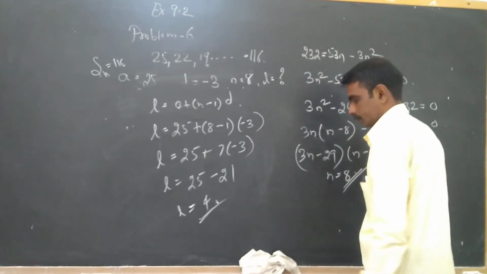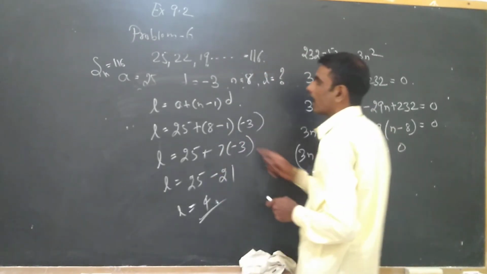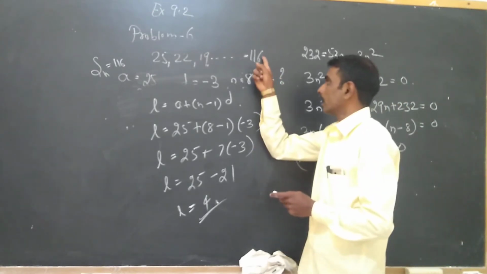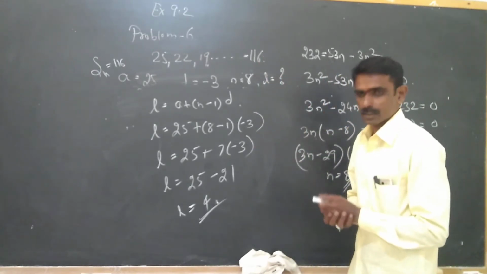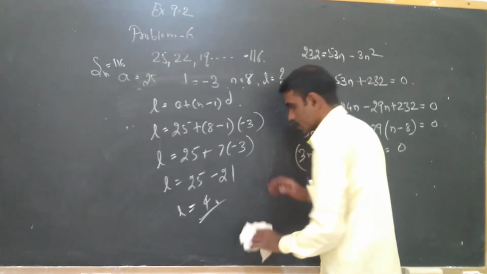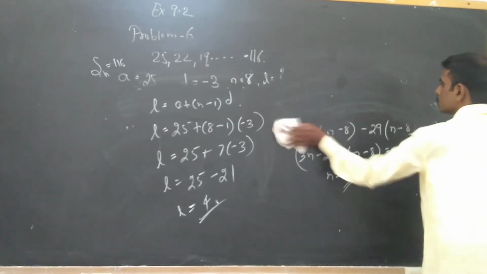When you verify, when you write this AP up to 8 terms and add it, the result that you get is 116. So this is how you will be solving problem number 6.